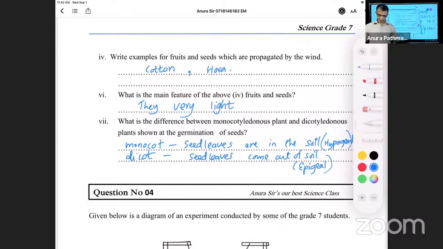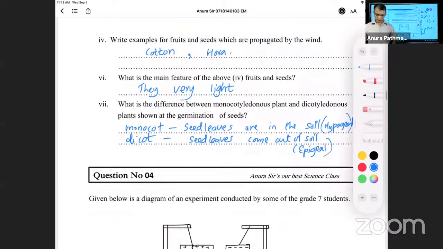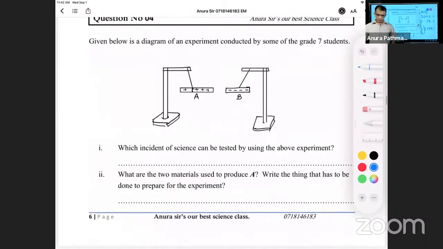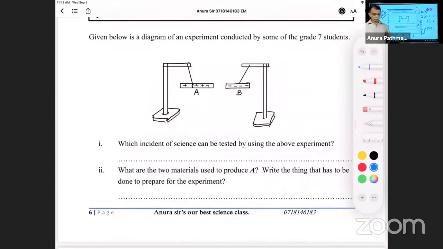Okay. Can I go down? Okay, sir. You can go down. Yeah, right. Now look here.